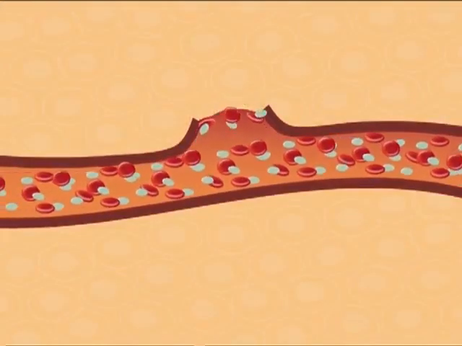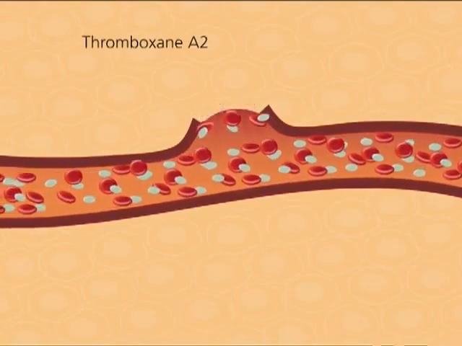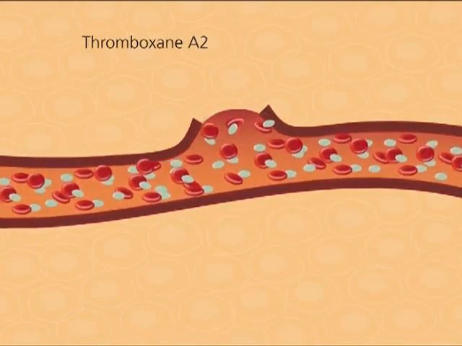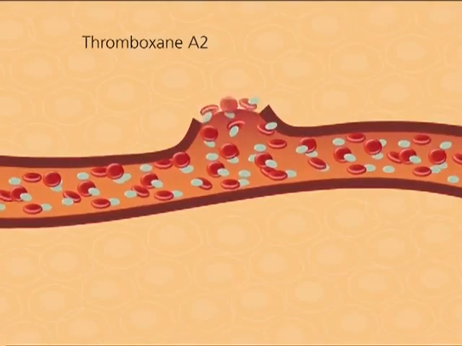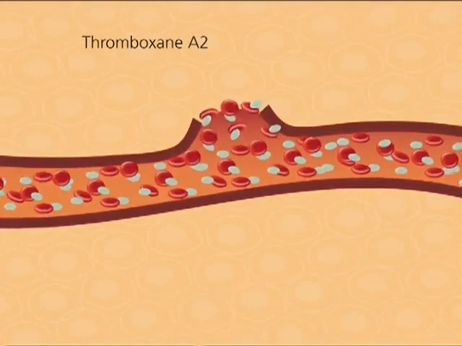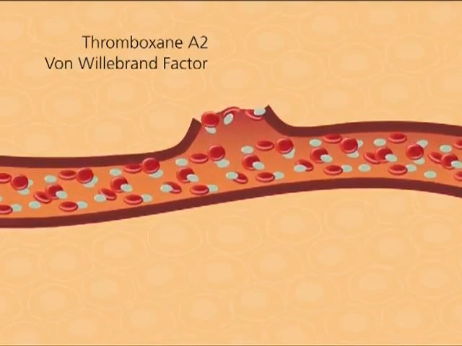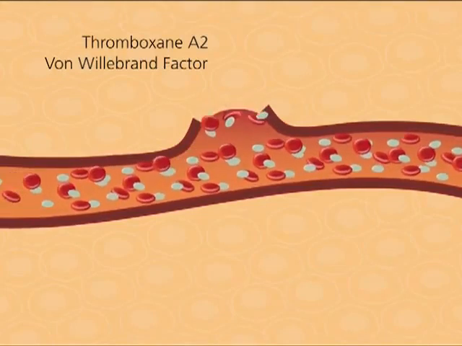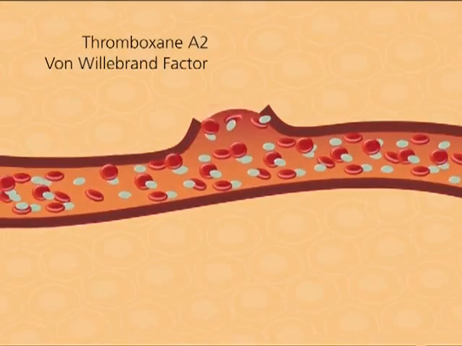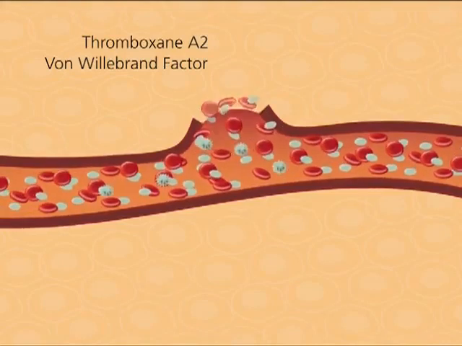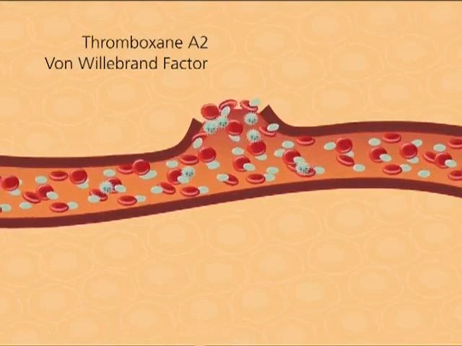Vasoconstriction in the region of injury results from the release of thromboxane A2, a major enzymatic product of platelet activation, which causes vessel wall constriction. Von Willebrand factor is secreted by the endothelial cells and binds to exposed collagen fibers at the wound surface. Platelets then adhere to the wound through their interaction with bound von Willebrand factor.